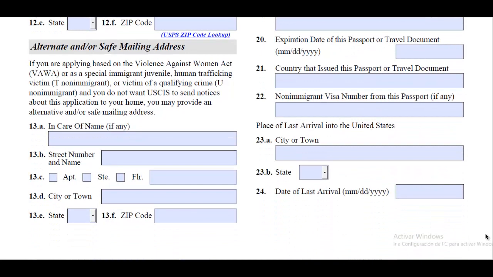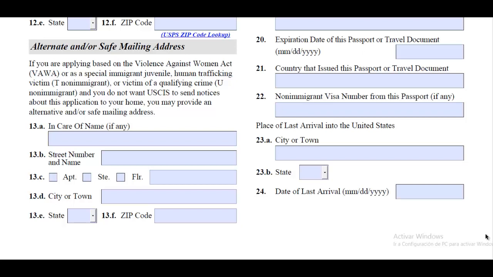Someone who entered without permission is not eligible for an adjustment of status, which is the procedure this application is doing for you, by which you get a green card, right? So if you did not enter the United States legally, that will be a reason you are not eligible for adjustment of status, and you will instead have to do what is called consular processing at a U.S. consulate or embassy in your home country.